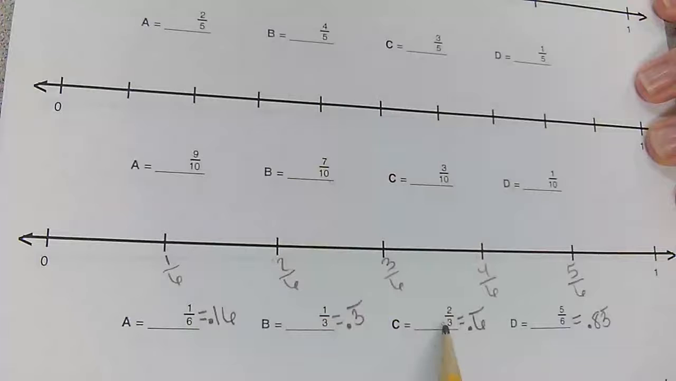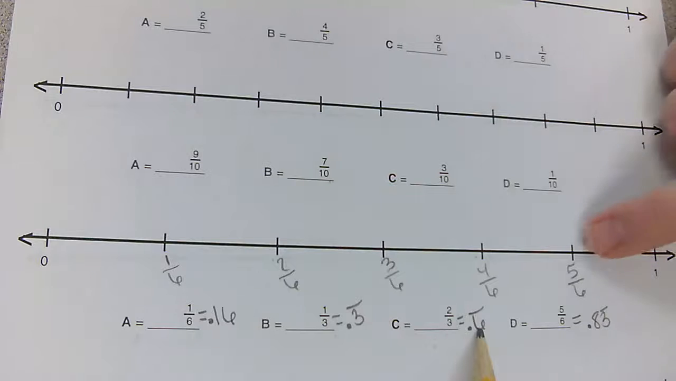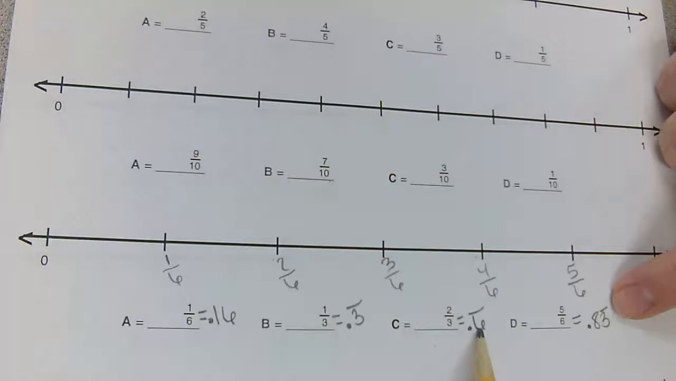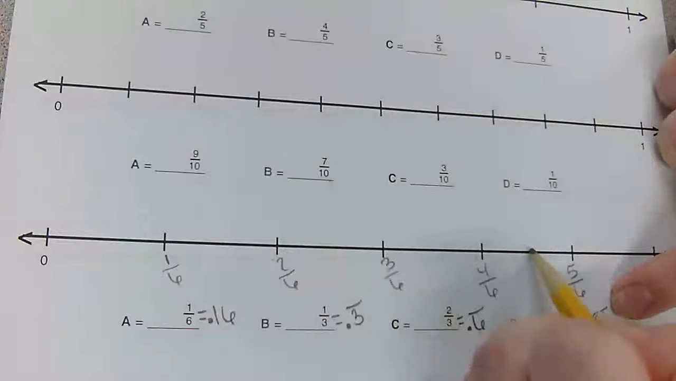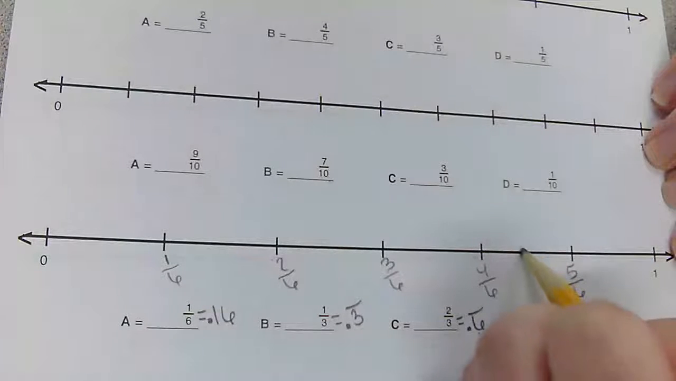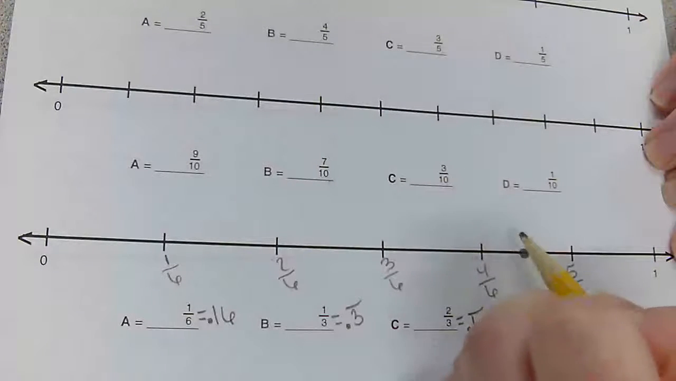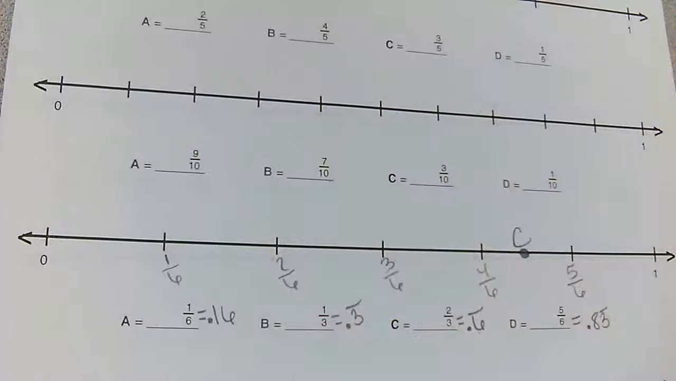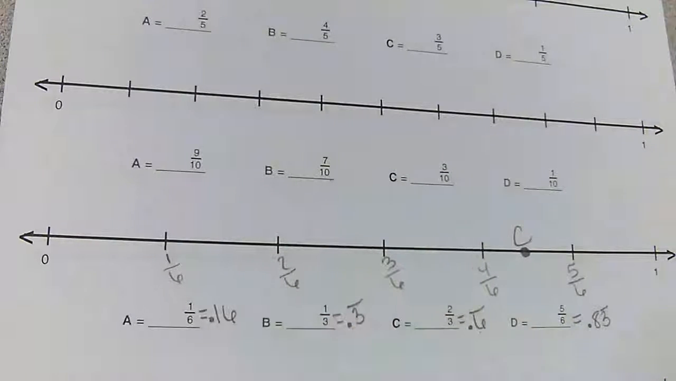Okay, so if I look, 2/3 is 0.6, and 5/6 is 0.83, then my 0.6 is probably going to fall somewhere in between here. Okay, so I'll just plot it here, and we'll call that C. All right, you're going to do the same thing with B. I think you can handle that.